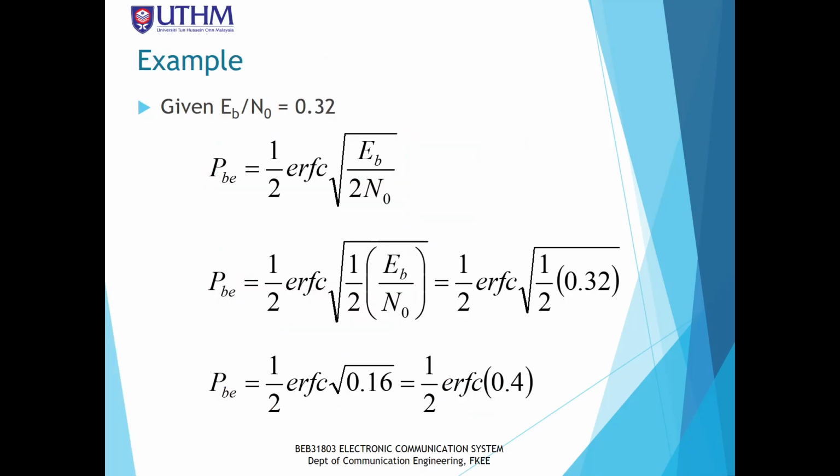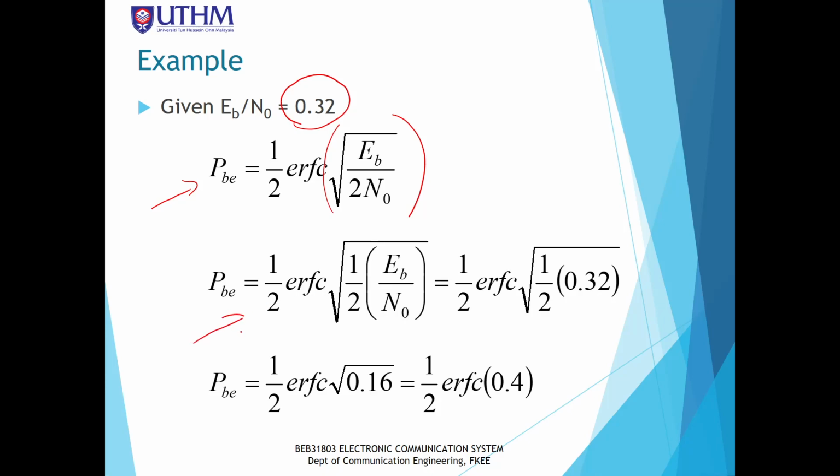Okay, given the example, this is for coherent detection of ASK. Calculate the probability of error, kebarangkalian berlakunya error. So you can use the probability of error P_BE given EB over N0 is 0.32. So what you can do is 1 over 2 ERFC of the square root of EB over N0. So you can put it inside the equation.